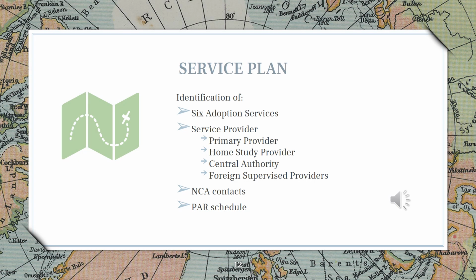The service plan is a document that identifies the 6 adoption services that are rendered in intercountry adoptions and who is responsible for providing each service. Nightlight Christian Adoptions is your primary provider and placing agency for a child from Haiti. As your primary provider, we will coordinate your adoption, help identify a child for adoption, and arrange for the adoption. We will also work with the agency providing your home study and coordinate with the staff to provide translation and travel arrangements in Haiti.